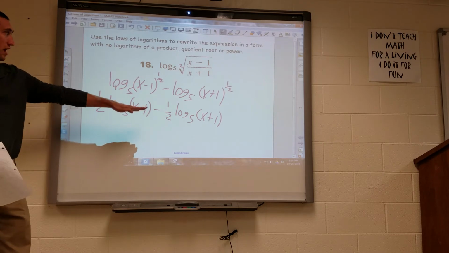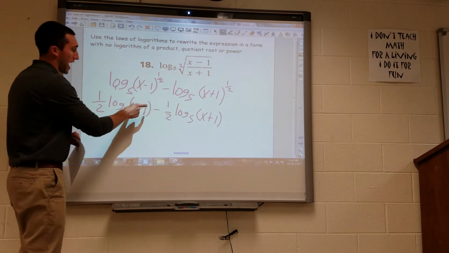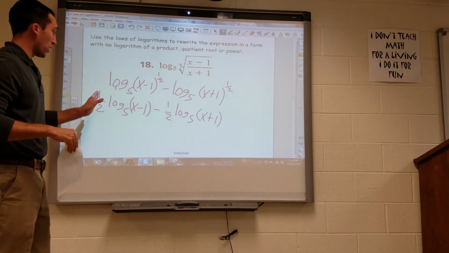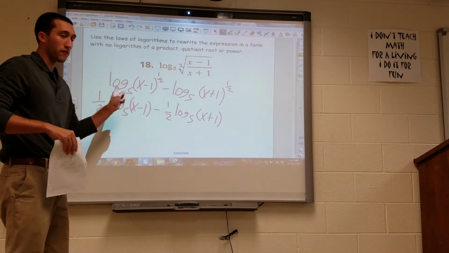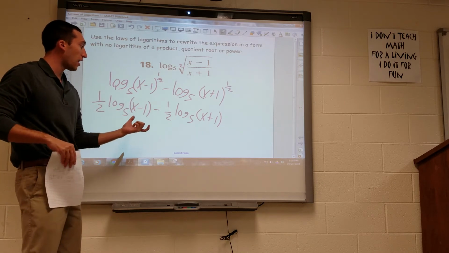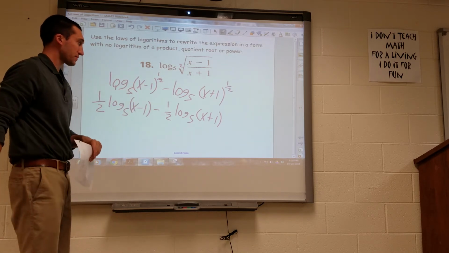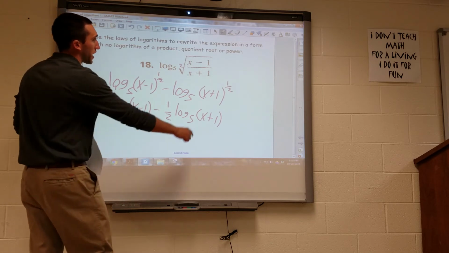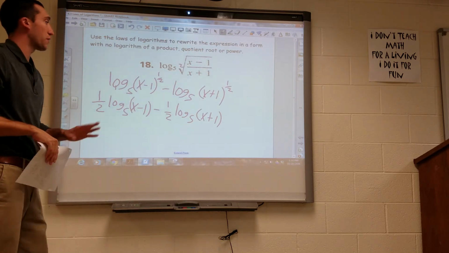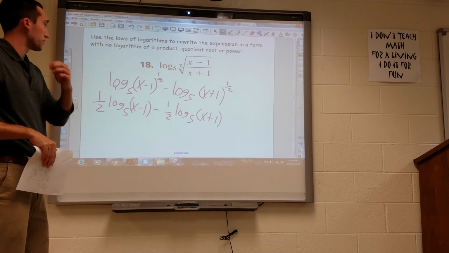Now, you can see I've been careful here to make sure that my x minus 1 and my x plus 1 are in parentheses, because I don't want you to think I'm taking log base 5 of x, then subtracting 1. I'm taking log base 5 of x minus 1. And in here, x minus 1, x plus 1 is not a product, quotient, root, or power, so we're done. We've rewritten it without any products, quotients, roots, or powers.